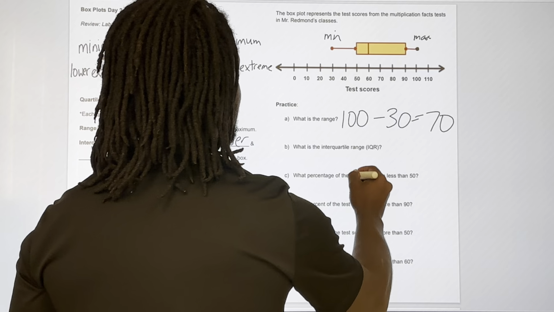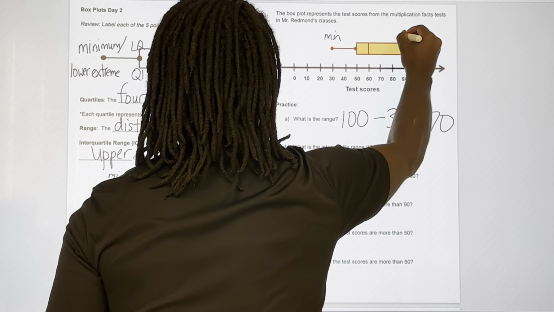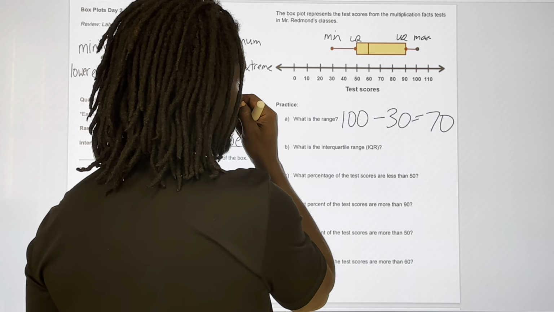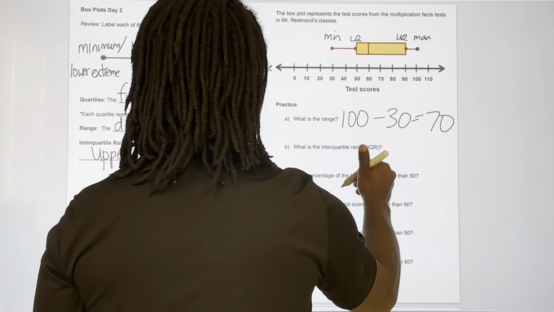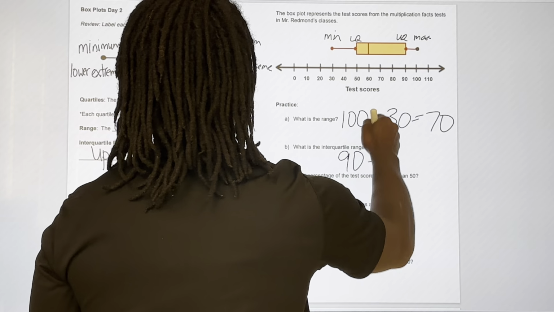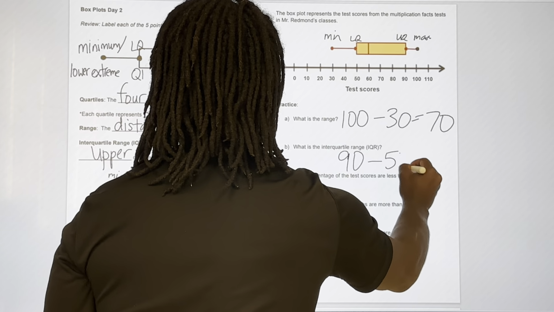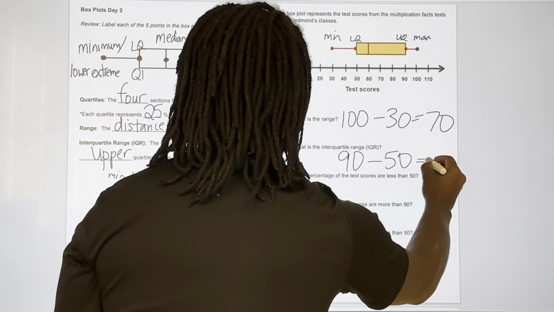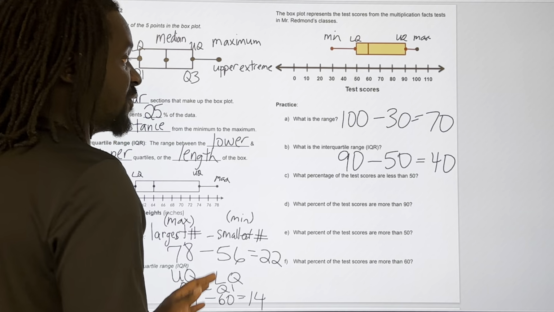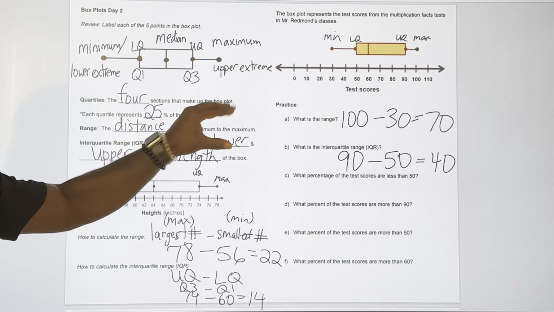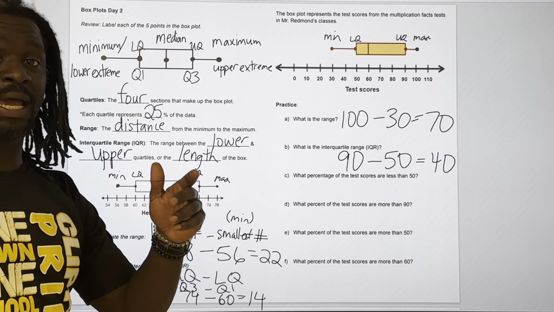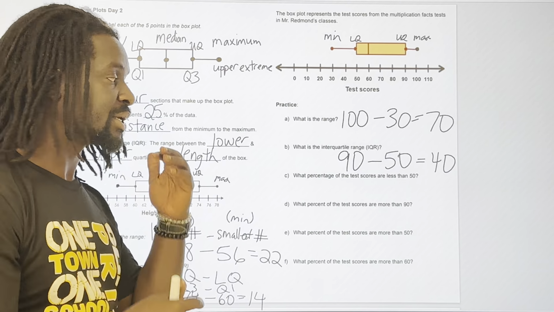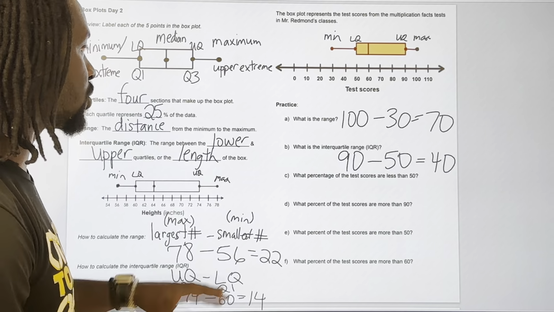The interquartile range, again, I'm going to do the upper quartile minus the lower quartile. The upper quartile is 90. The lower quartile is 50. And the interquartile range, when I subtract that, is 40. All right. So hopefully you got that right. If you have any questions, feel free to raise your hand and ask. But that is how you do the range and the interquartile range.